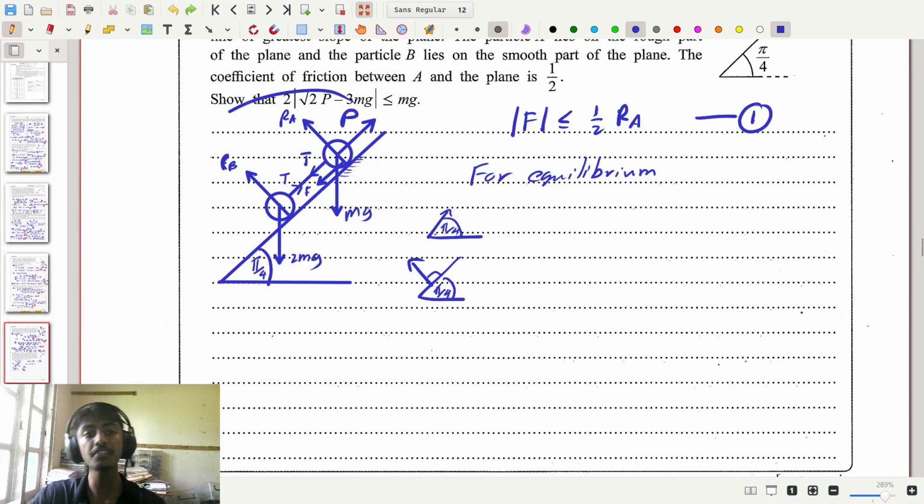However, if I consider A and B as a single object, then T here becomes an internal force, since its exact opposite direction force is also there, so it cancels out, leaving us with only P, F, this component of mg in this direction, and the component of 2mg in this direction. Since m is known, we can take both of those as being known, so we have only three variables: P, F, and mg.